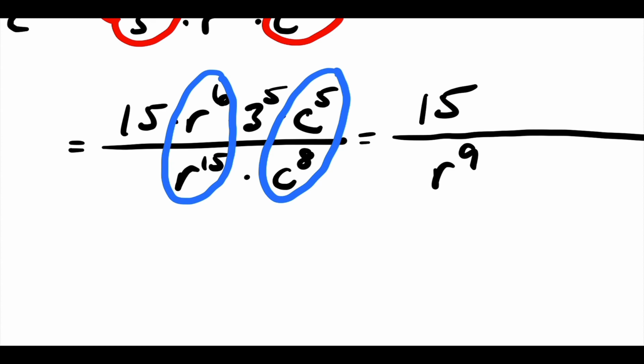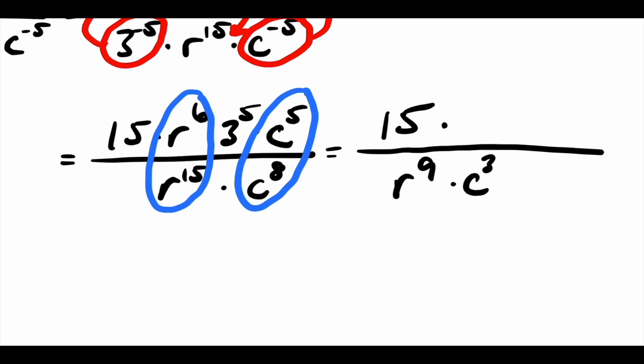C's. If the C's cancel out, right? I cancel out 5 of them from the top. How many are left? On the bottom, right? 3 on the bottom. So it would be C to the 8th. Not the 8th, 3rd. Okay. So now I have 3 to the 5th left.